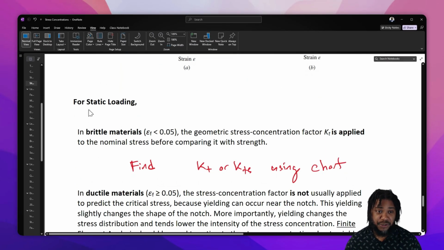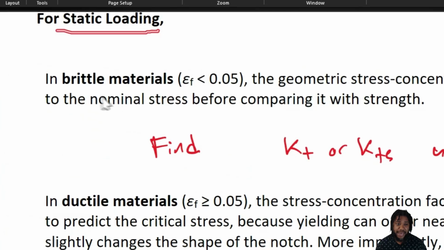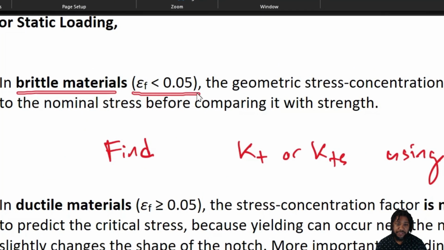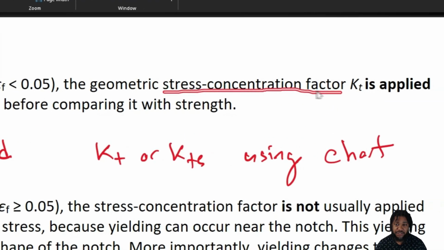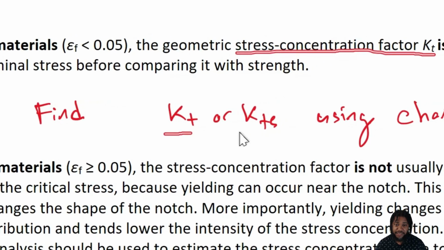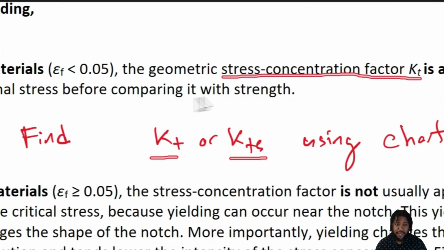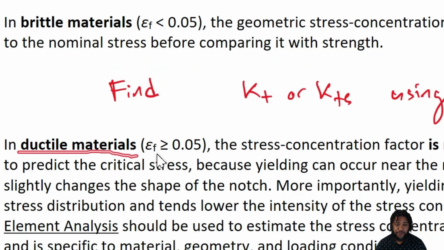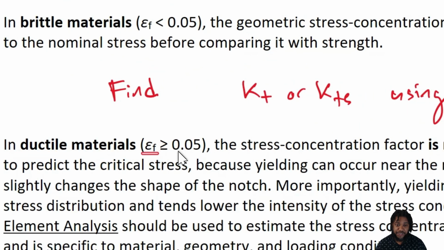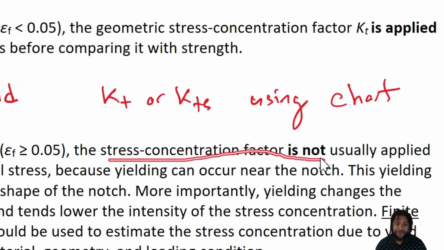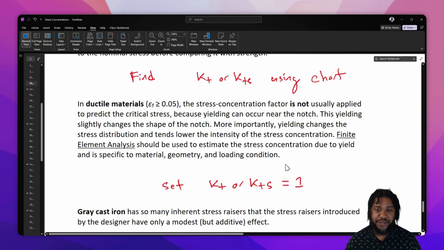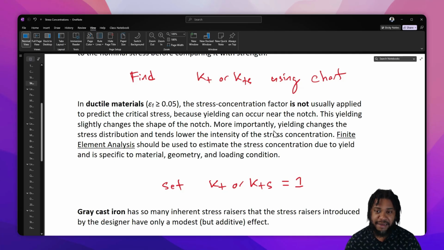And thus, we come to the ductile material exception, where for static loading, if we have a brittle material whose ductility is less than 5% or 0.05, then we apply stress concentration factors. We find the KT or the KTS using our charts. But if we have a ductile material whose ductility is greater than 5%, then a stress concentration factor is not applied because of that plastic deformation that occurs. And that yielding can lead to a lower intensity of stress at a notch.